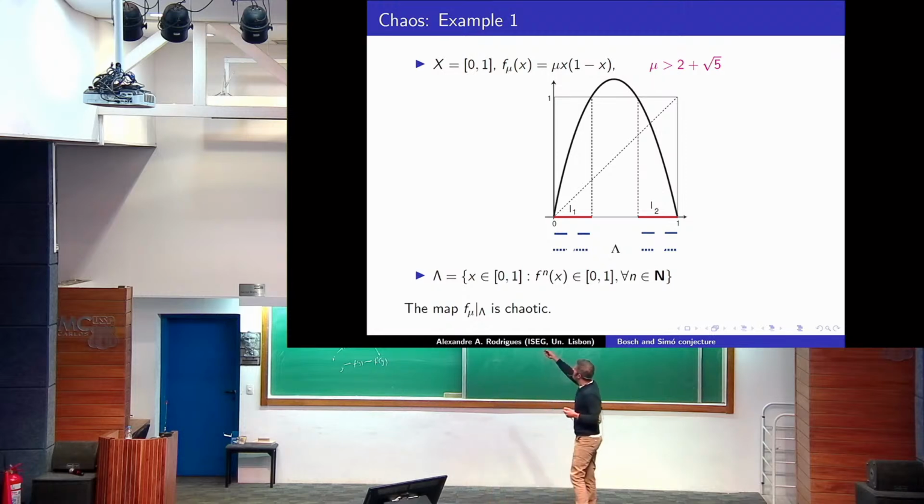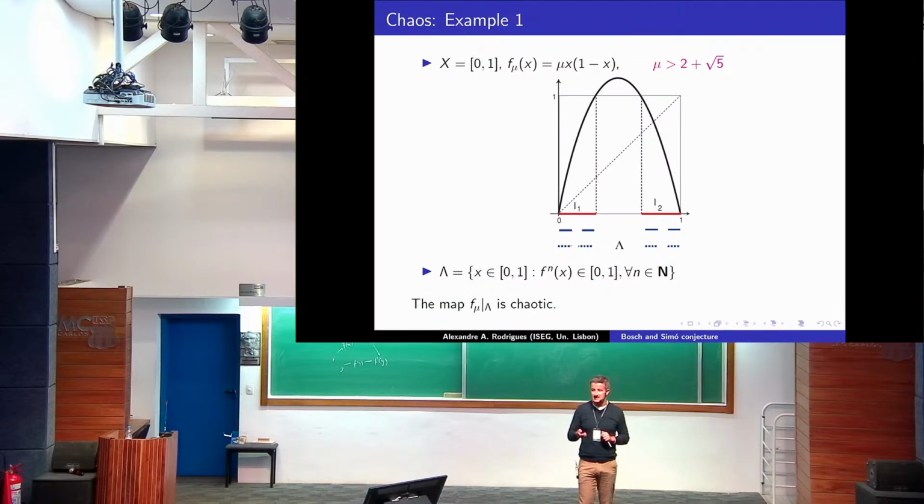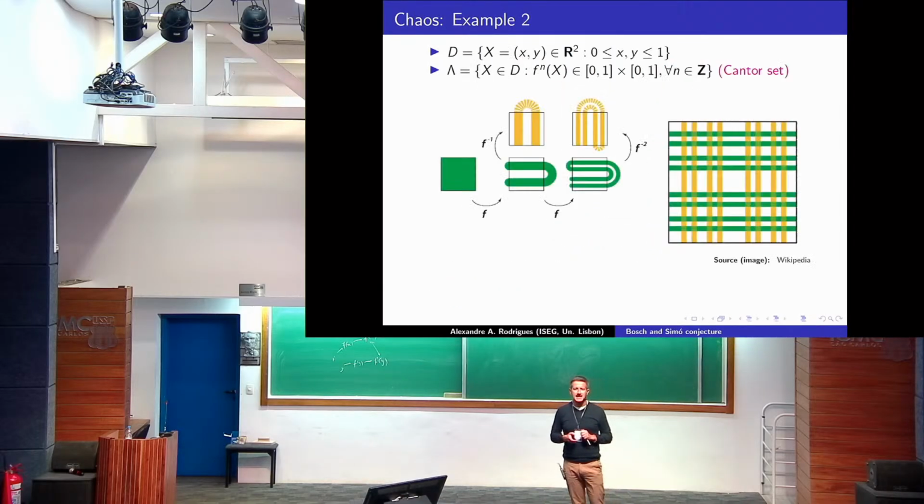And the map F restricted to lambda is chaotic, okay? There is a proof, but I'm going to omit the proof. It's chaotic, trust me, okay? This is the first example that you have in the course of dynamical systems about chaos. Second example, let's complicate, is the so-called Smale horseshoe, okay?